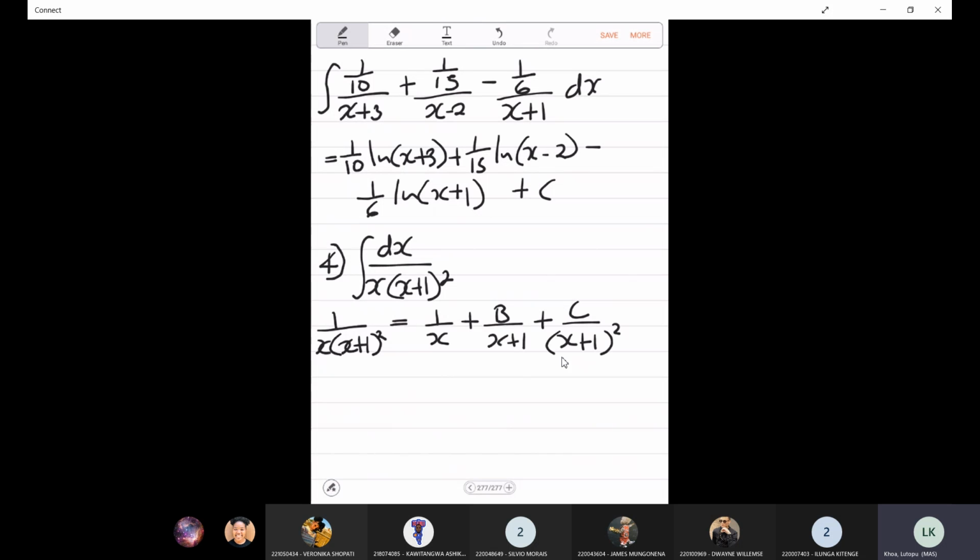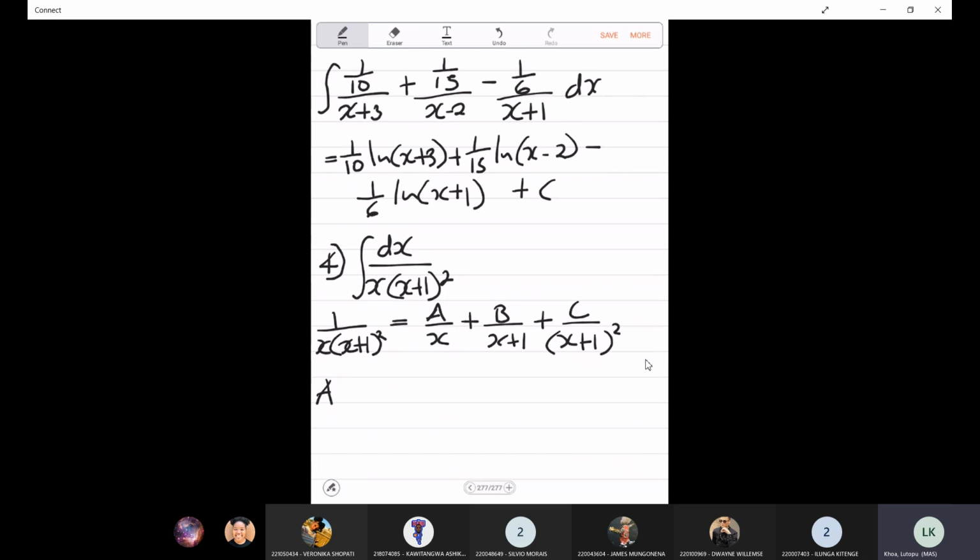So you always build up until you get to the exponent over there. So if this was 5, then I would have d over x plus 1 to the power of 3, then the power of 4, power of 5, and then I would proceed. Right, I have one here like that.